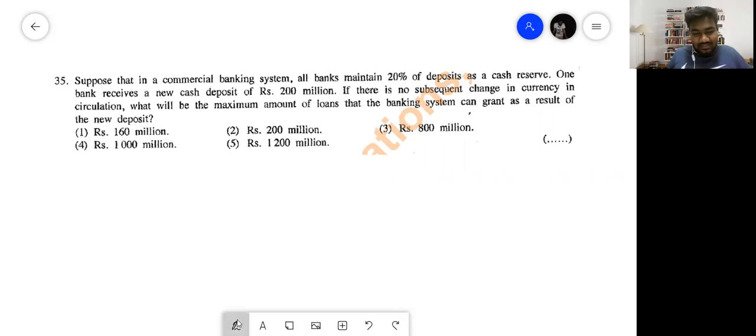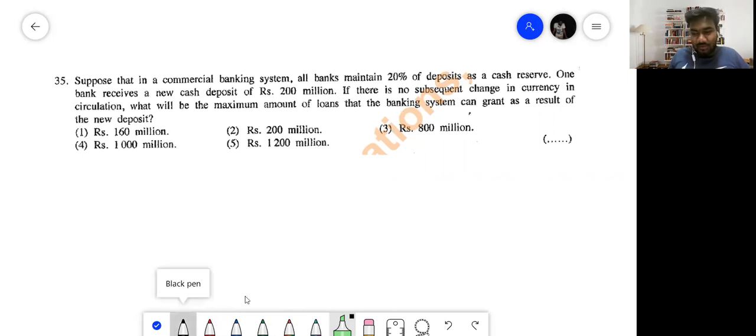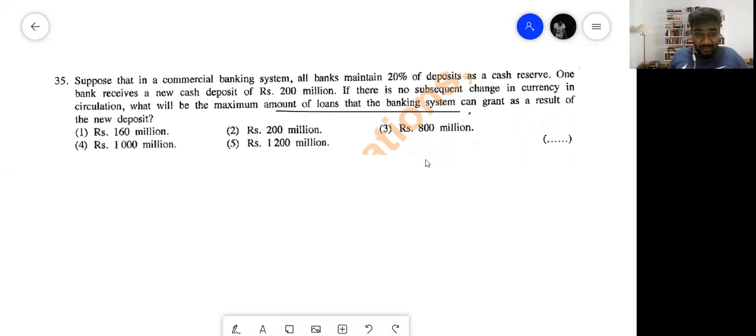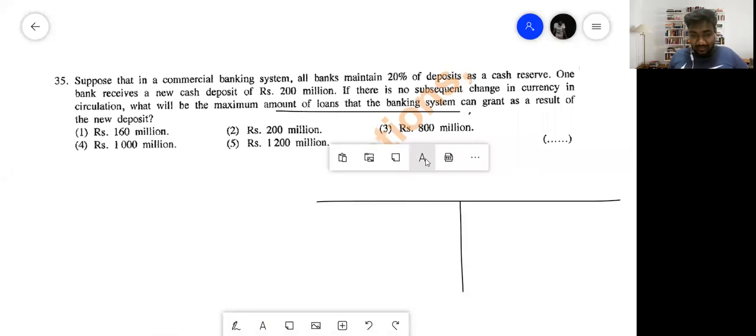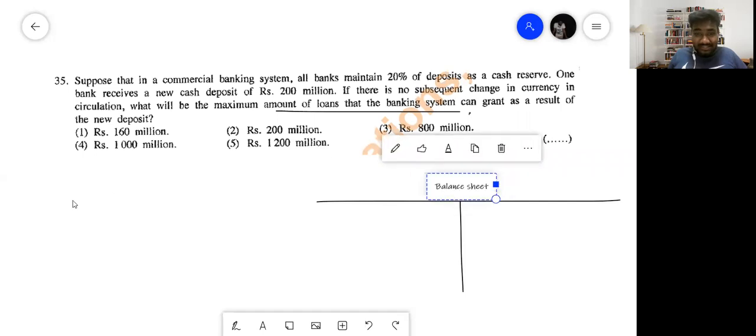We did a very simple, similar question of the monopoly bank question. So what is the maximum amount of loans that the banking system can grant? They're asking for the maximum amount for the banking system. So when they say banking system, you use the deposit multiplier, right? If you take the banking system's balance sheet and look at it, how does it look? There is a 200 that is coming in. How much is SRR?